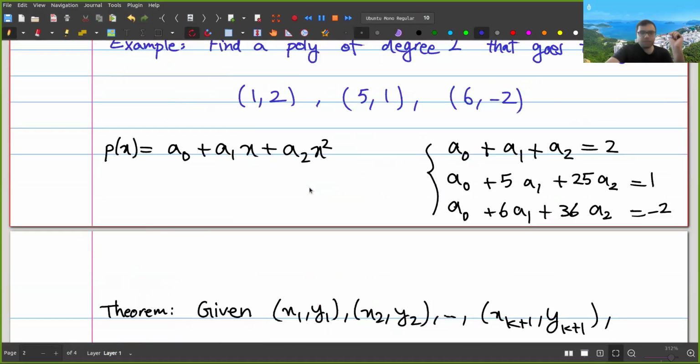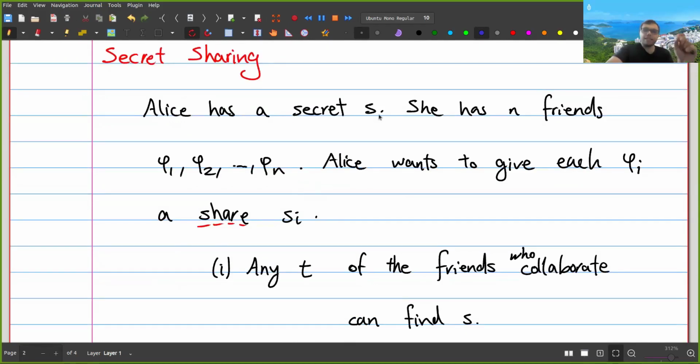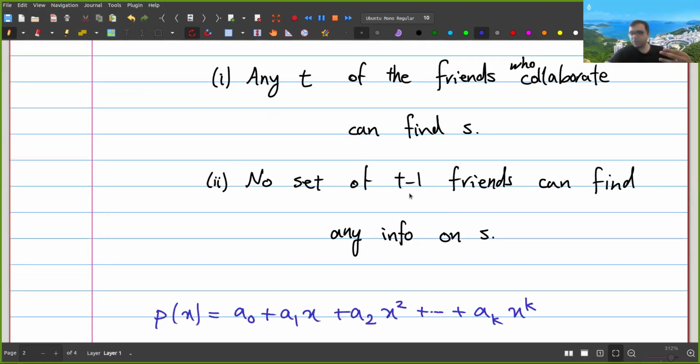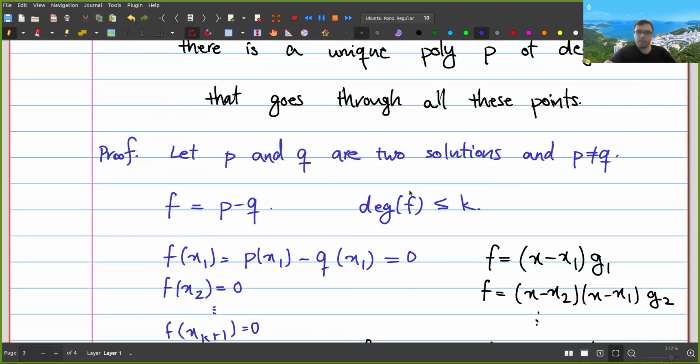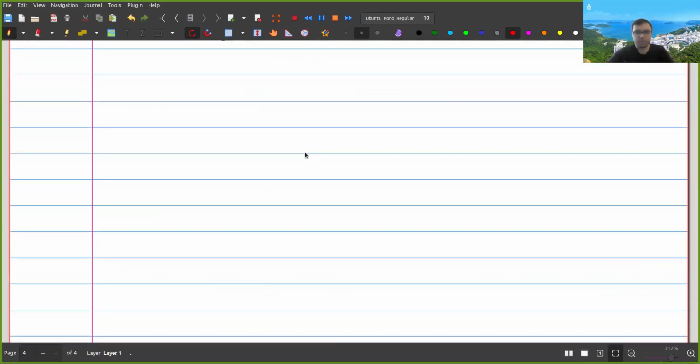Now that we have all of these polynomials, let's go back to our secret sharing. Remember, Alice has a secret S. She has n friends. She wants to give each friend a share, Si. And if T of her friends come together and collaborate with each other, they should be able to find the secret S. But if there are fewer than T friends, even if you have T minus 1 friends, they shouldn't be able to find any information on S. Okay? So how am I going to use polynomials to get this? This is Shamir's secret sharing, and it's, again, very clever and very easy.